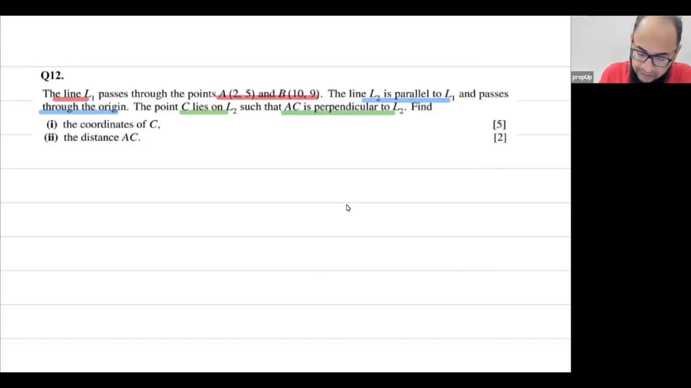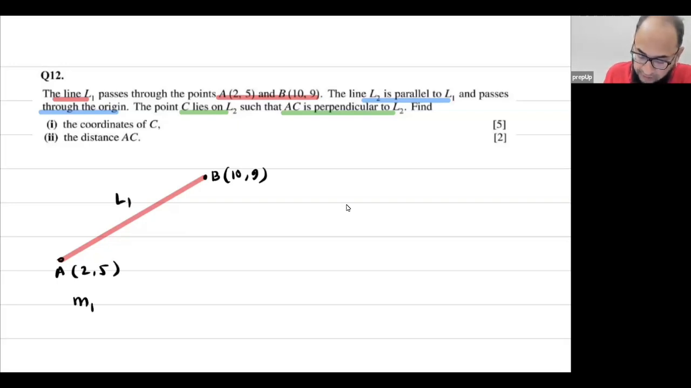First of all, let's talk about AB. So this is A and this is B. This is 10, 9. This is 2, 5. This is L1. Gradient of line 1 is 9 minus 5 over 10 minus 2. This is 4, this is 8, that comes out to be half. That is the first thing.